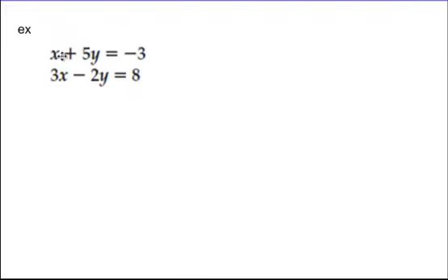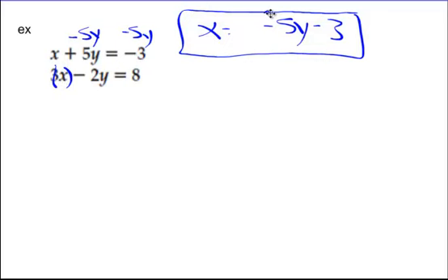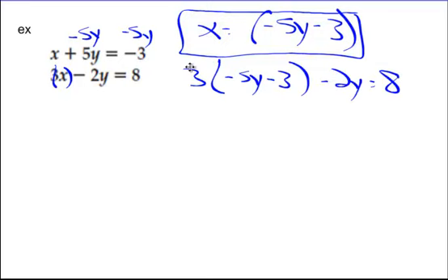Take a quick look at the problem. x, 3x, 5y, negative 2y. Okay, and it should start to jump out at you a little bit that this 1x is going to be the easiest thing to get alone. If I just subtract 5y, boom, done. x equals negative 5y minus 3. Now I have something to work with. I know exactly what x is equal to, so I can replace this one with what x is equal to, right? Replace, substitute, same thing. So 3 times negative 5y minus 3, minus 2y equals 8. Distribute, distribute. Negative 15y minus 9 minus 2y equals 8.